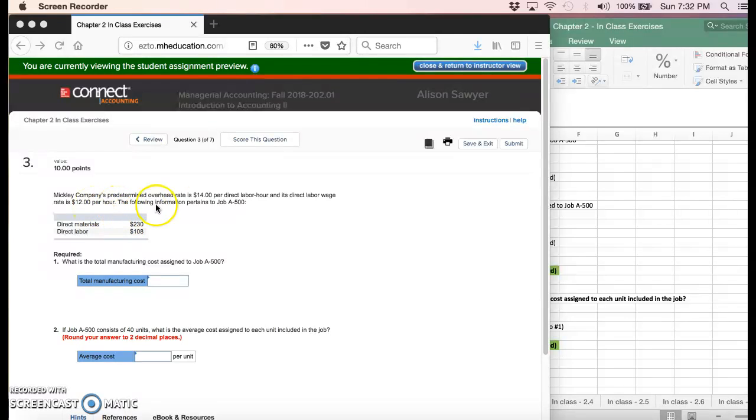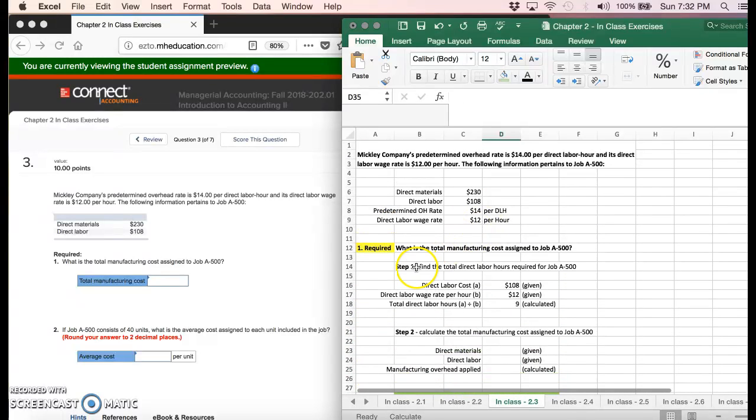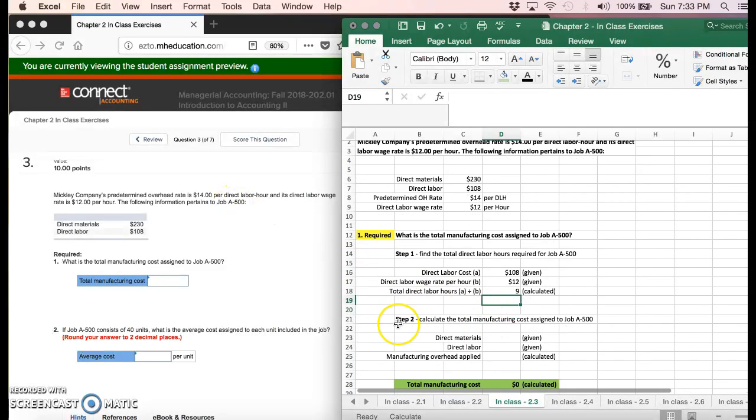Okay, so we're going to have to figure out how many hours it took to make job A500. So let's see, step 1, find total direct labor hours required for job A500. So we know direct labor costs were 108, given here, direct labor. We know that the direct labor wage per hour is $12 per hour. So now all we're going to do is figure out how many hours. So that direct labor cost divided by direct labor wage. So total direct labor hours for job A500 is 9.